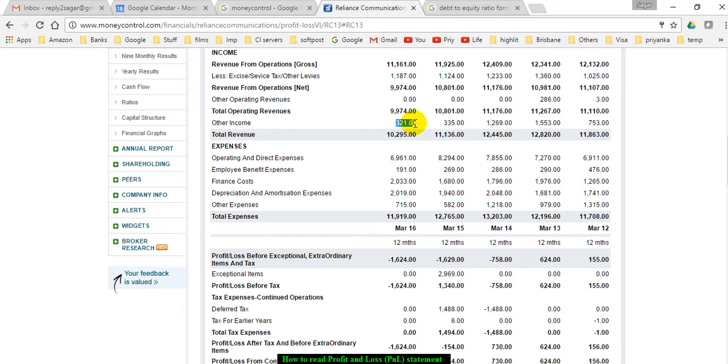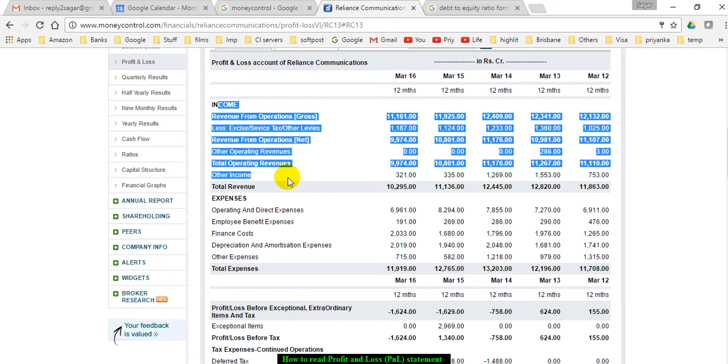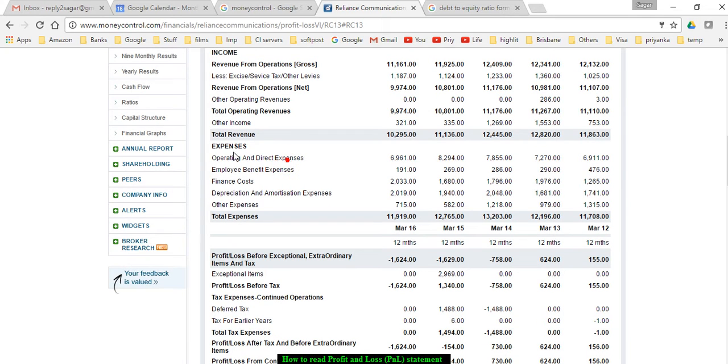So other income includes income earned by the company by selling its assets, or doing some extra operations which may earn the company income by selling these holdings, etc. So the total revenue for this company is 10,295 crores for this financial year. So that is the revenue part. The first part talks about the revenue of the company in this financial year. Then it starts the expenses.